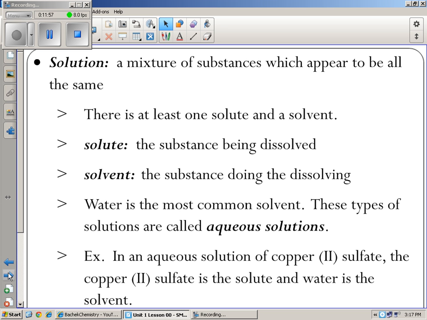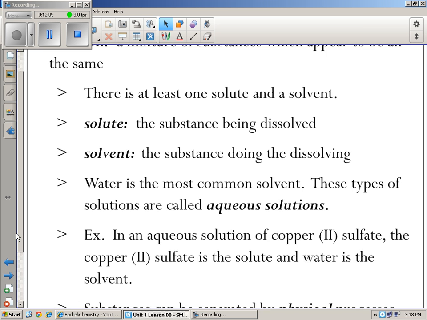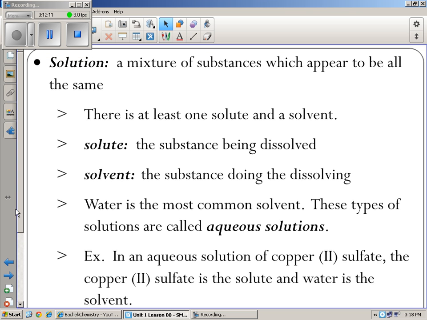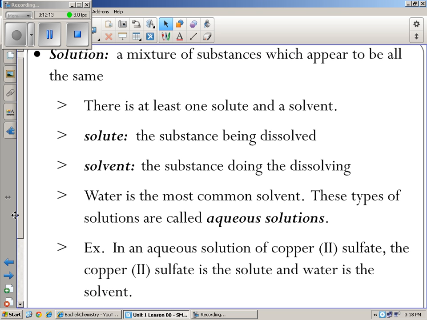And if we had an aqueous solution of copper 2 sulfate, aqueous is the water part, that's the solvent. Copper 2 sulfate is the solute. That's what we're putting into the solvent. And we got a little bit more down at the bottom here that we'll show you in a second.